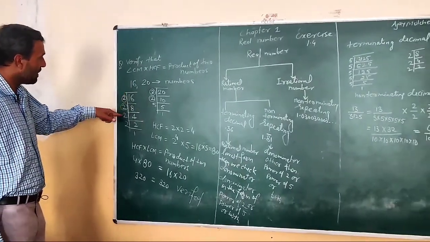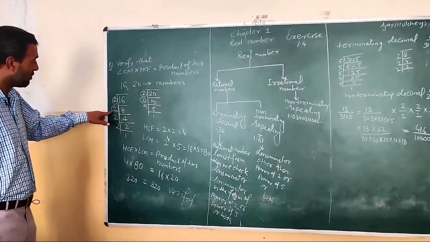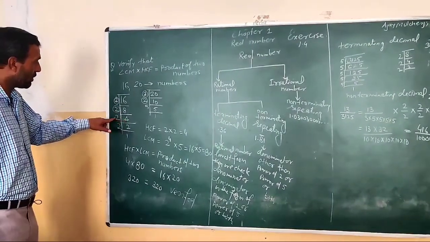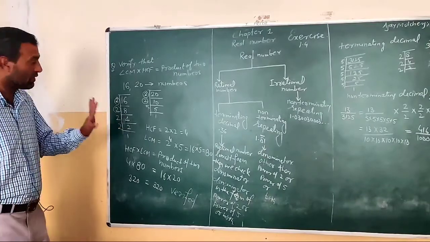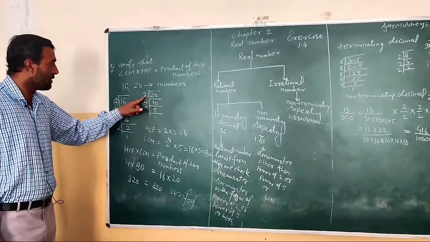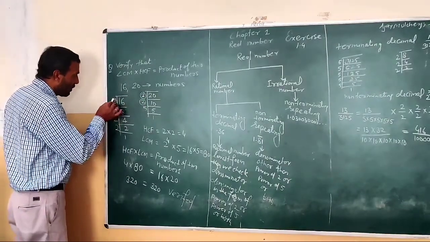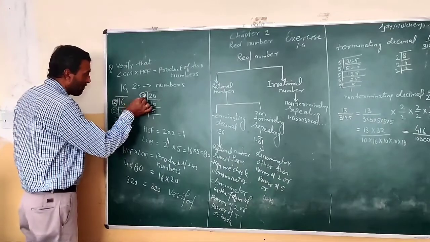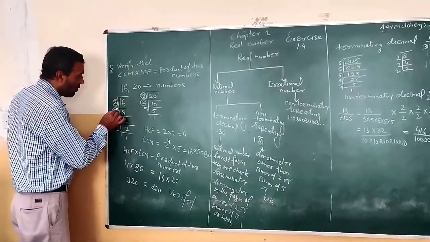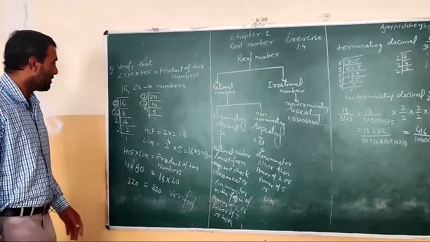The two numbers are 16 and 20. The factors of 16: 16 divided by 2 we get 8, 8 divided by 2 we get 4, 4 divided by 2 we get 2, and 2 divided by 2. This is the prime factorization of 16, same as the prime factorization of 20. So for HCF, look at the common values: this 2 and this 2 are common in both. This is also common in both. So 2 into 2, this is the HCF.